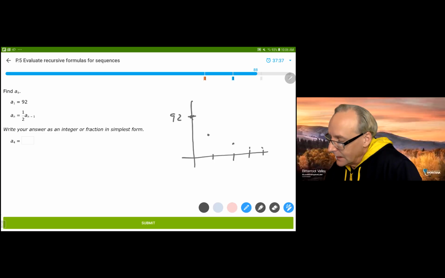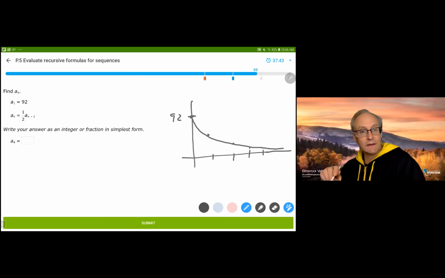It's going to get closer and closer. This is called decay. And it's a half-life decay. It's going to get closer and closer and closer to 0. It's never going to quite get there.